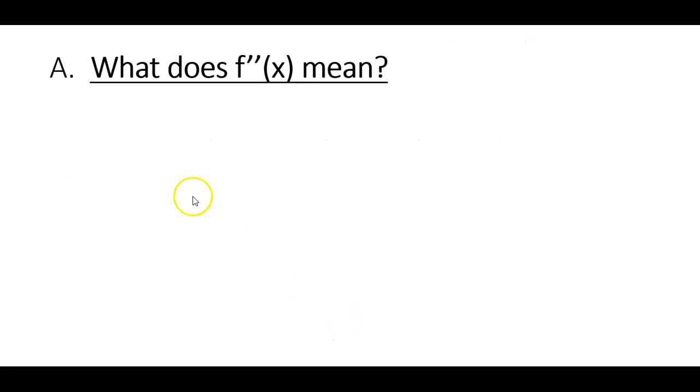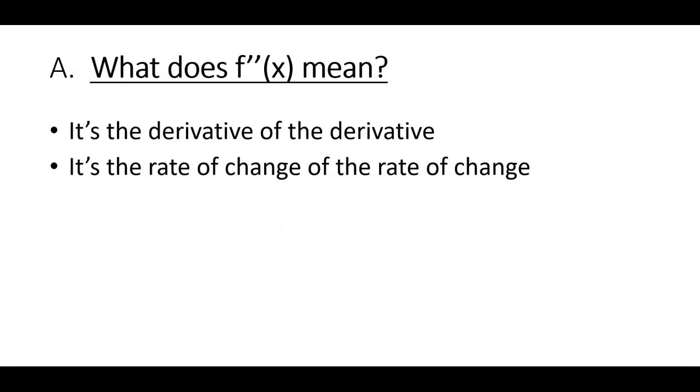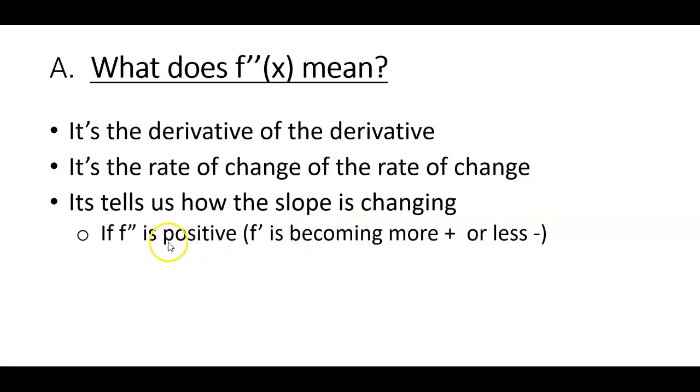So let's begin. First of all, let's review what f double prime of x means. It's the derivative of the derivative, which means it's the rate of change of the rate of change. In other words, it tells us how fast the slope is changing. So if f double prime is positive, that means that f prime is increasing.